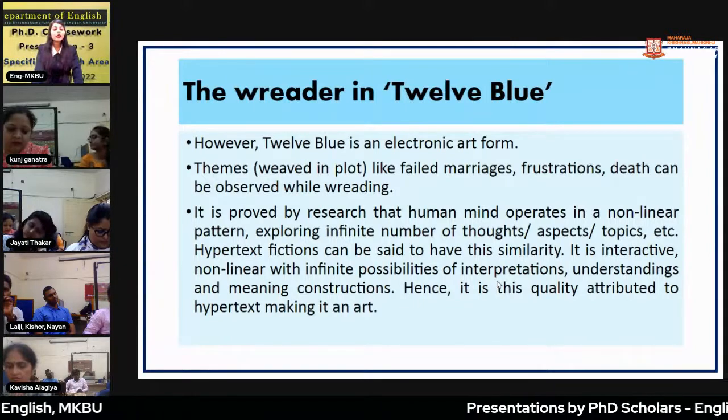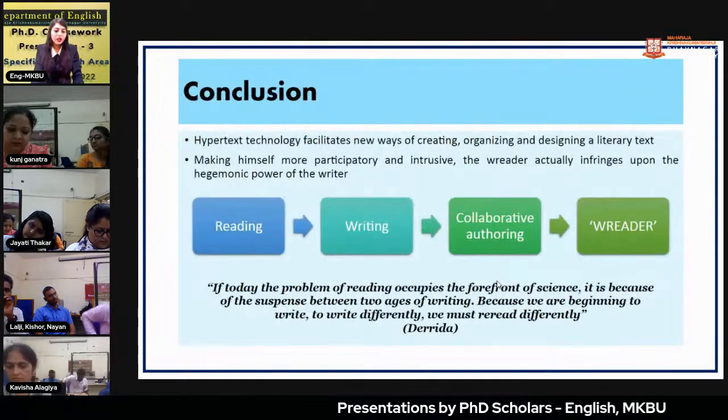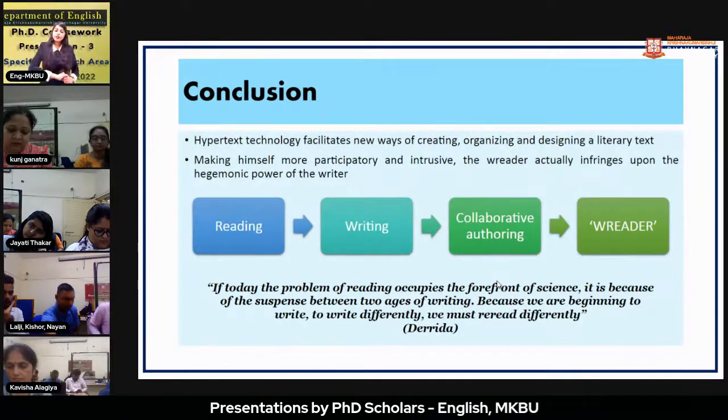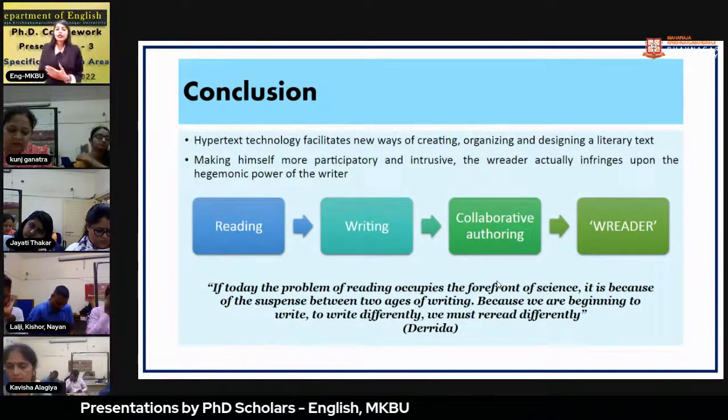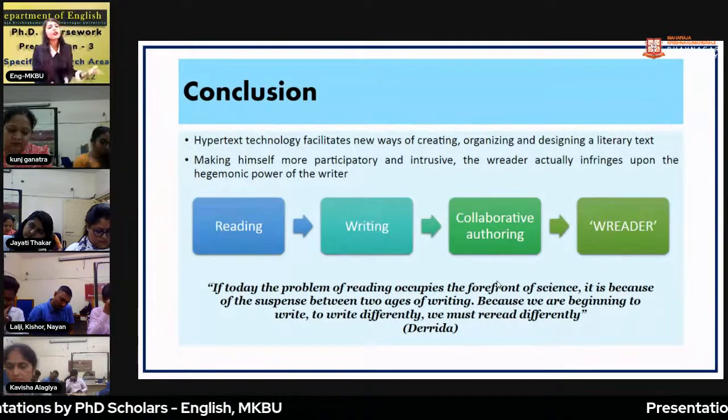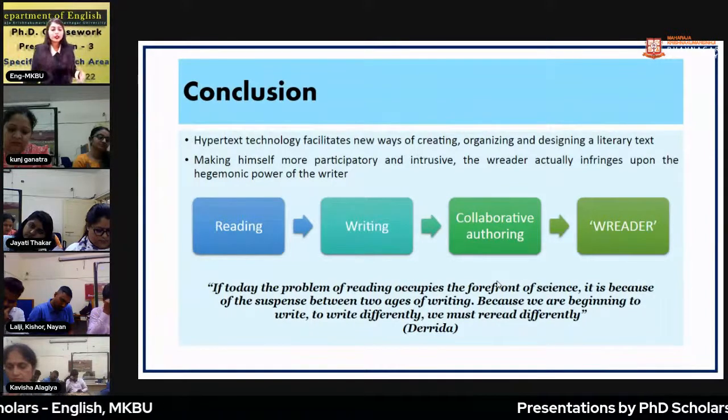So it is a quality attributed to hypertext in the making of an art. Now, hypertext technology facilitates a new way of creating, organizing, and designing a literary text, and that is why it is included in the aesthetic or artistic literature.